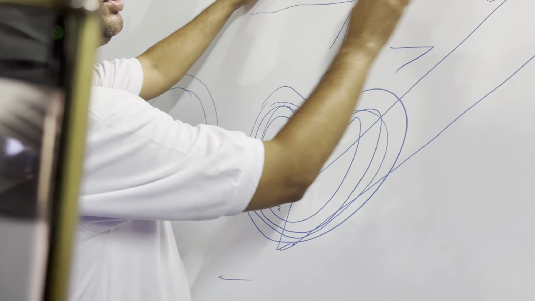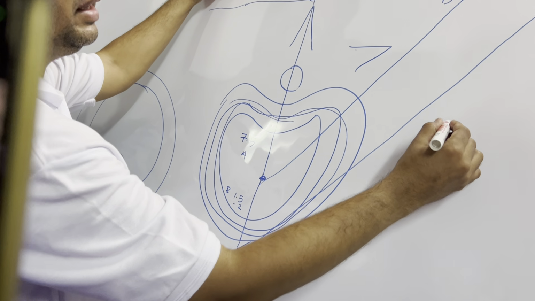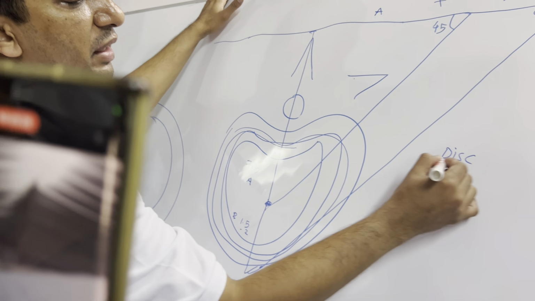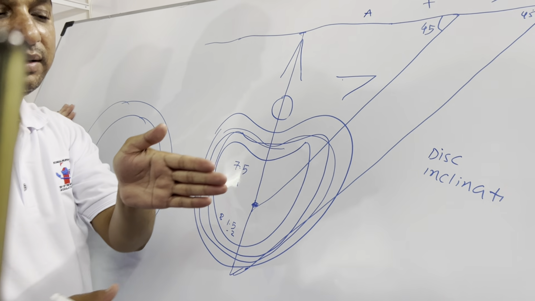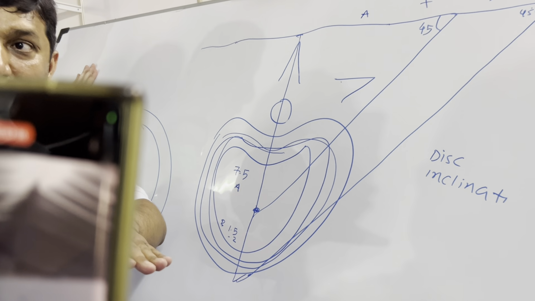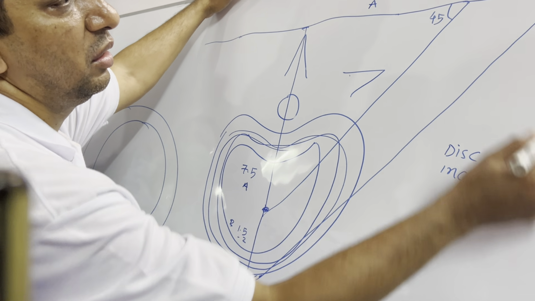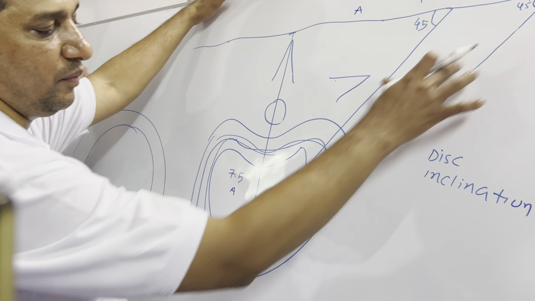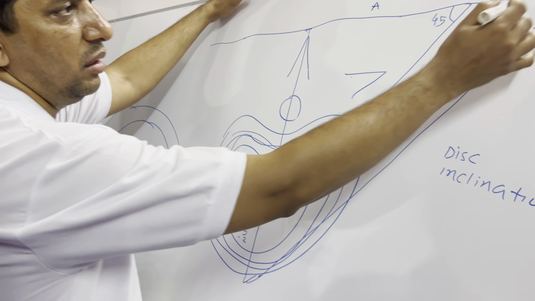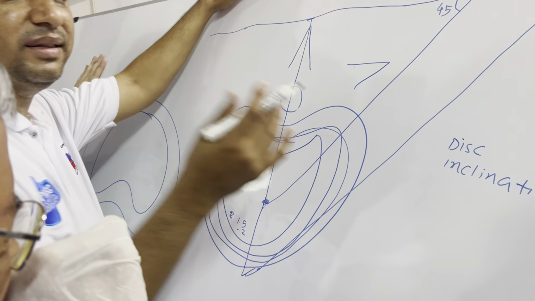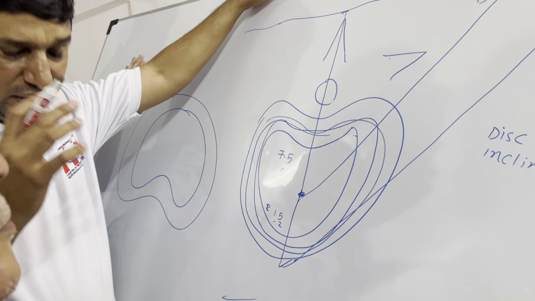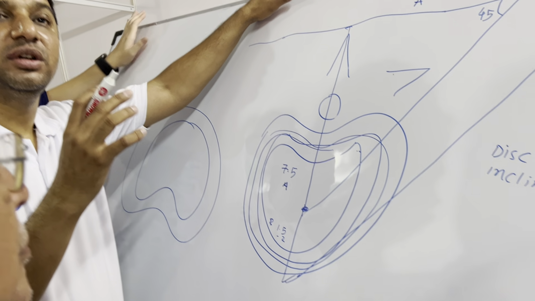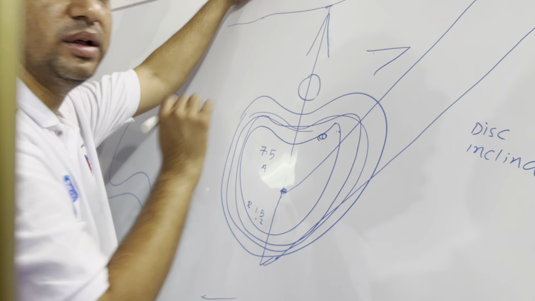You take the same distance on the disc inclination line. I'll tell you what the disc inclination line is, because the discs are inclined. On that disc inclination line, with this A plus B distance, take an angle less than 45, because our target is the posterior annulus. If you take this angle, you will be able to reach the posterior part of the annulus.